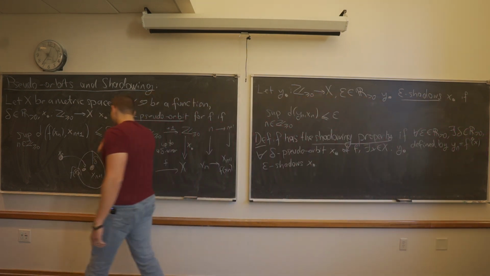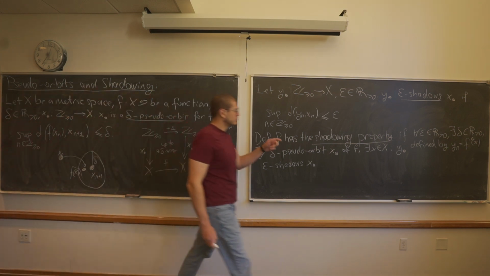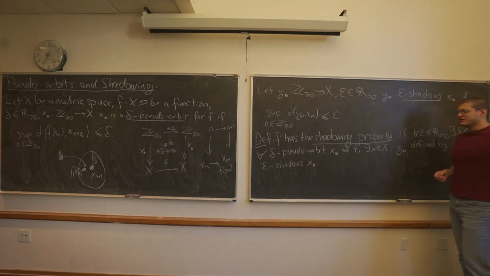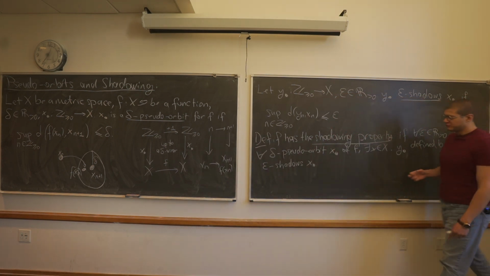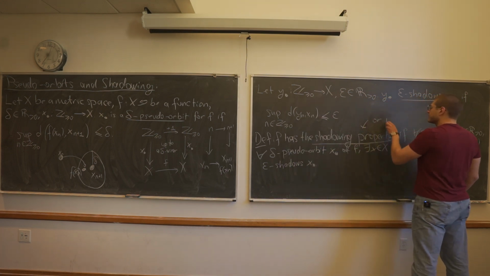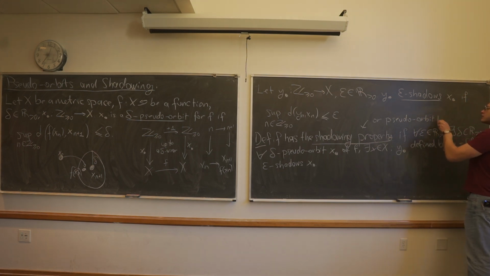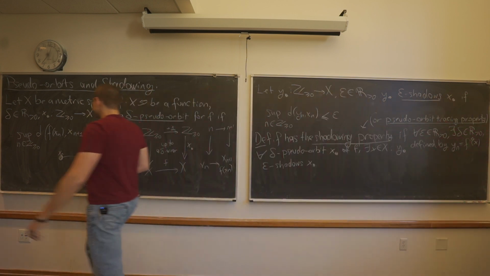Okay. So this is really saying, in other words, another name for the shadowing property is the pseudo-orbit tracing property. And people also say that y bullet traces x bullet. So the picture is this.